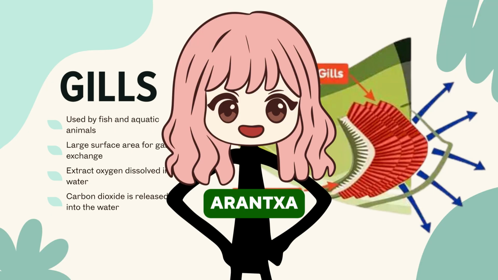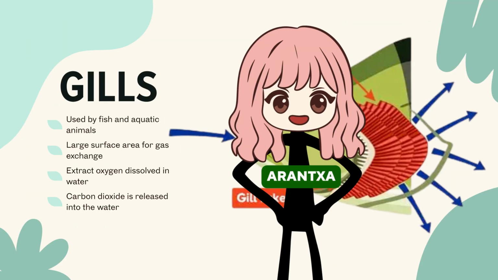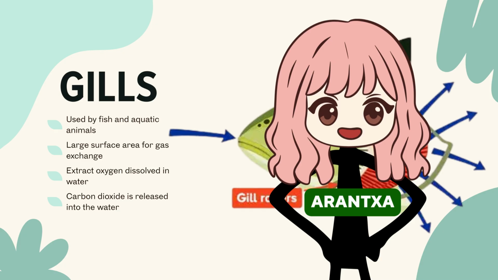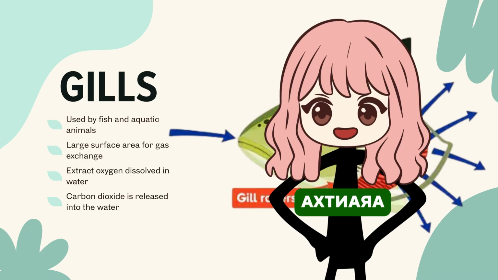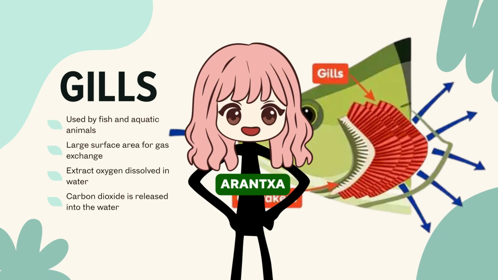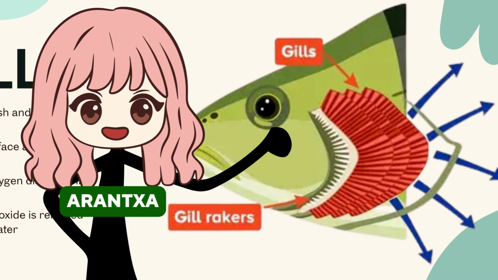While lungs are adapted for life on land, aquatic animals use a different structure called gills. Gills are used by fish and many aquatic animals because these animals live in water. They cannot rely on air for oxygen and instead obtain oxygen that is dissolved in water. Gills have a large surface area that allows efficient gas exchange.